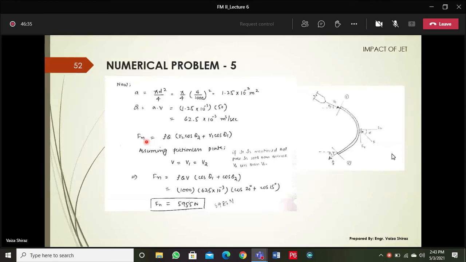Okay, so इस केस में आप ideal condition consider करेंगे. You will assume that you don't have any frictional loss. Your V1 and V2 both are equal. So V1 and V2 are same. If in the numerical problem nothing is mentioned regarding this, assume the ideal case. So rho is taken as 1000.